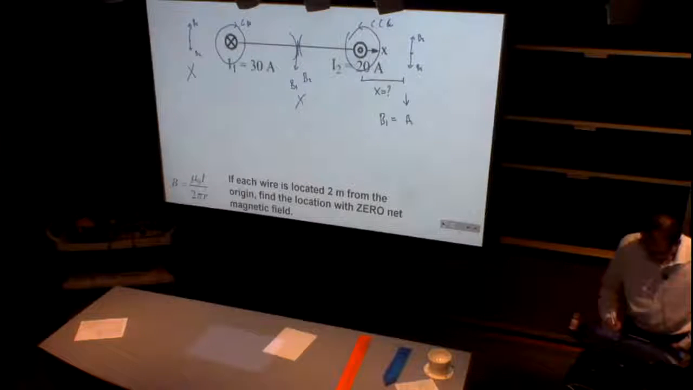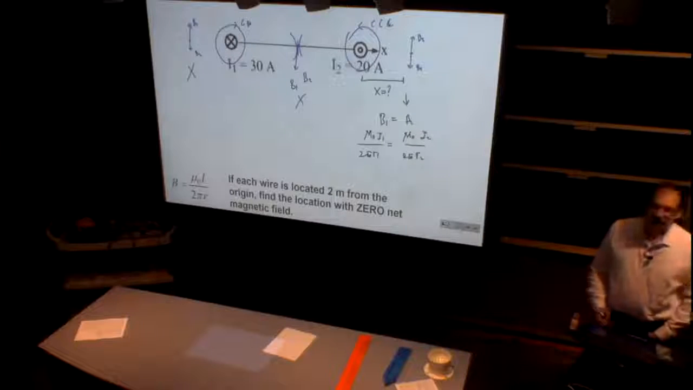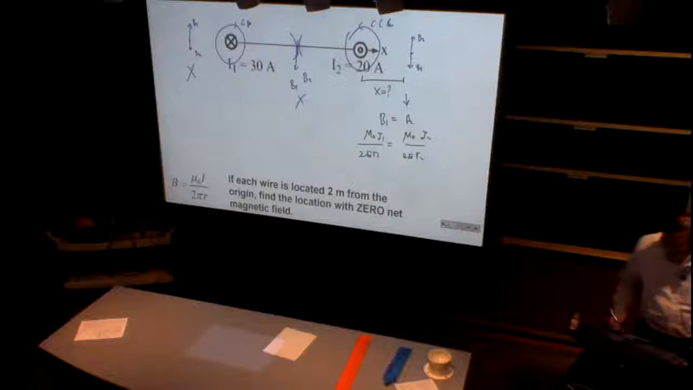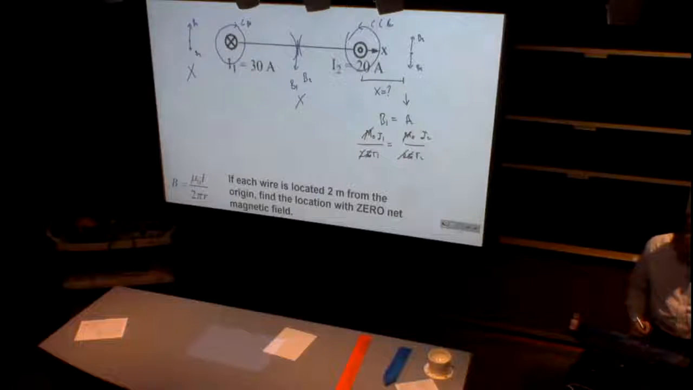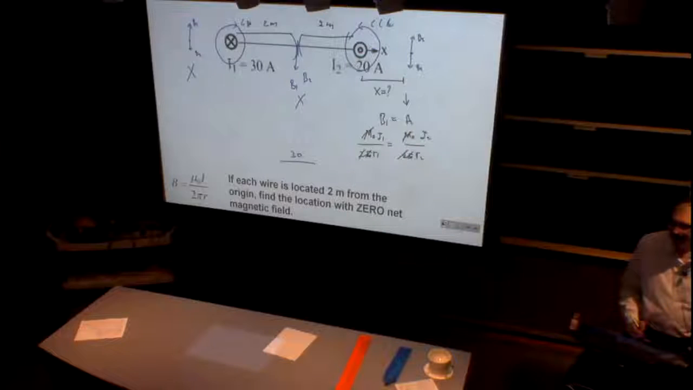So this is how we calculate magnetic field strength. We can cancel constants. Now, each wire is located 2 meters from the origin. So this distance is equal to 2 meters. This distance is equal to 2 meters. So, 30 divided by, what is the distance from the first wire to the location we are looking for? It should be equal to 2 meters plus 2 more meters plus x more meters. 20, what is the distance from the second wire? x, we called it x.